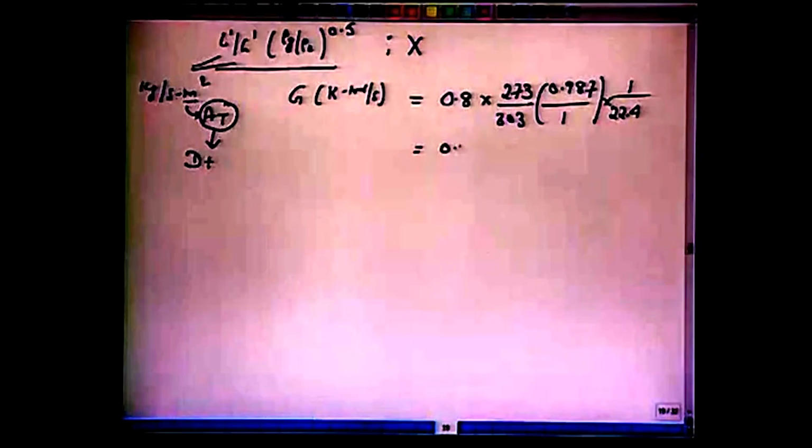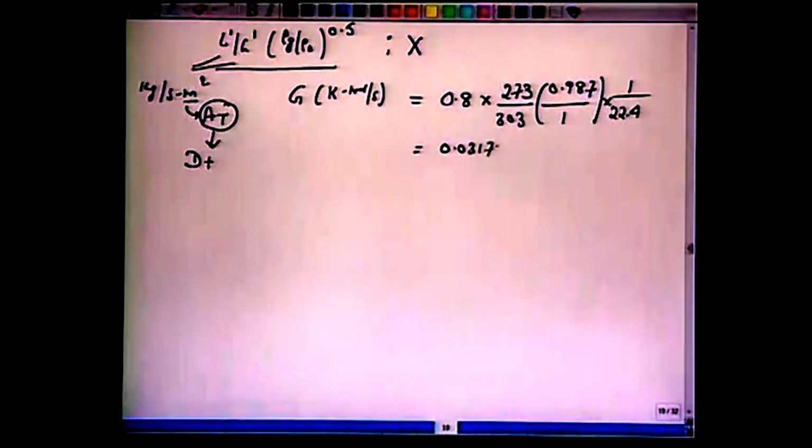So, this G would be 0.8 cubic meter per second. Let us make pressure and temperature corrections. 273 divided by 303, and 0.987 over 1 is the pressure correction for 1 bar, and then we know 22.4 liter per mole. So, we have 0.0317 kilomole per second of this gas flow rate.